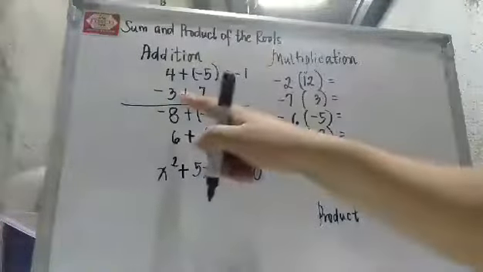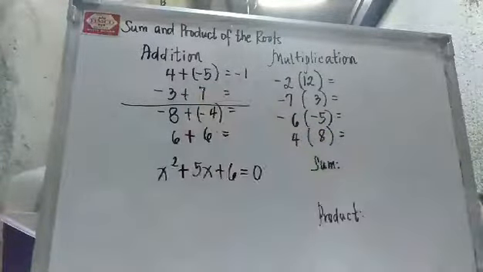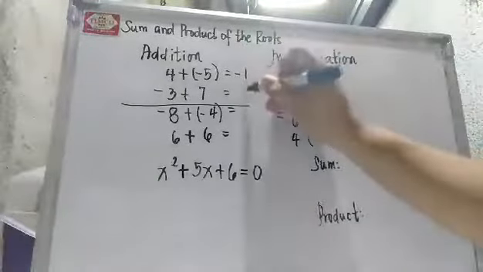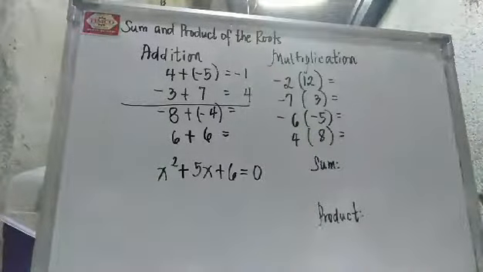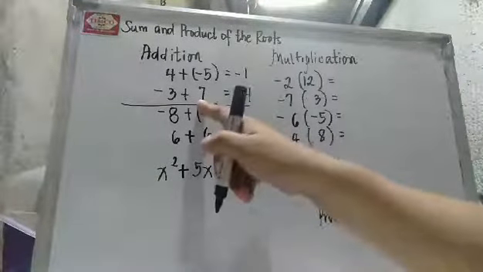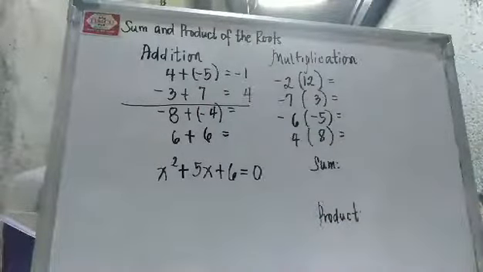So therefore we have negative 1. Next, negative 3 plus 7. So again, they are unlike sign. So we are going to subtract 7 minus 3. We have 4. Then, the sign of the bigger number is positive. So therefore, the answer is positive 4.